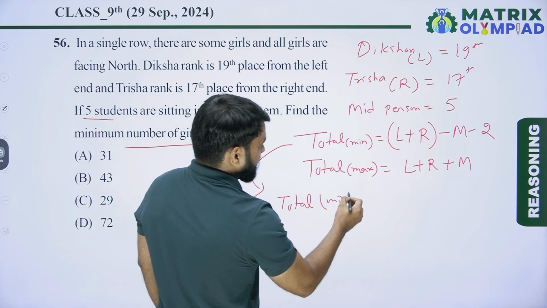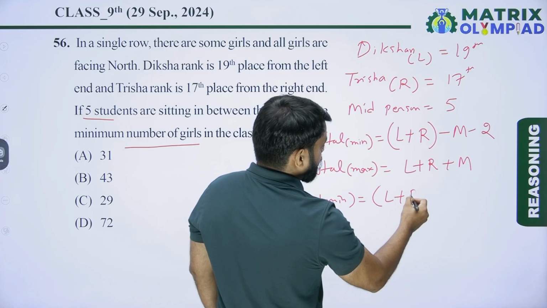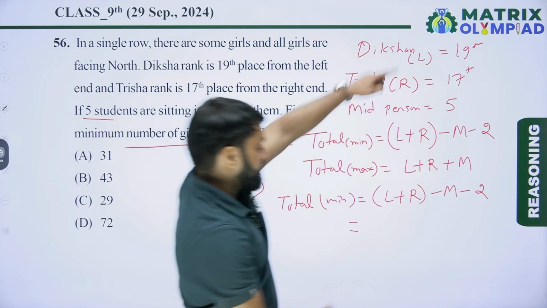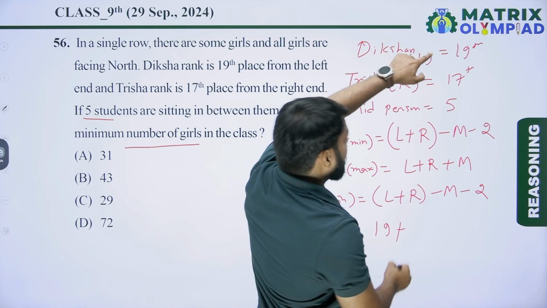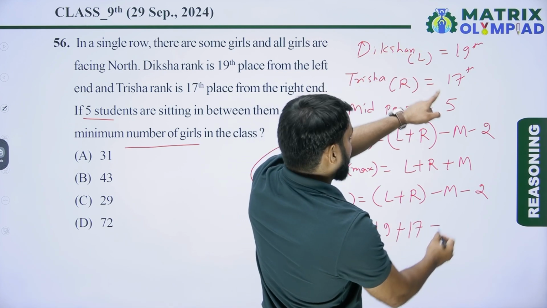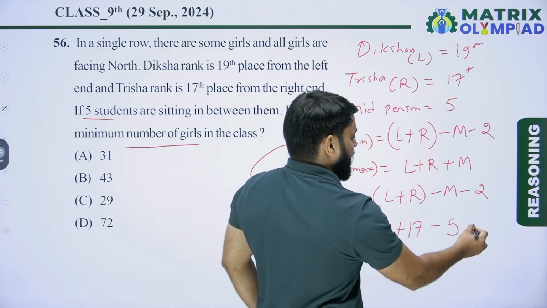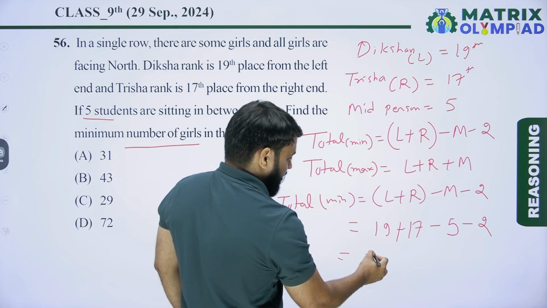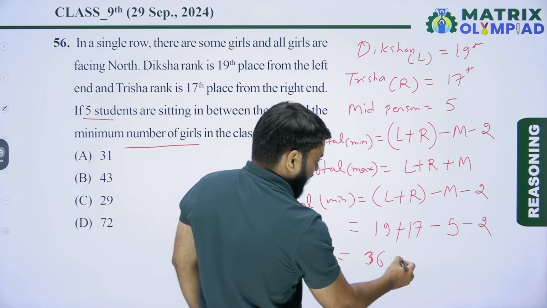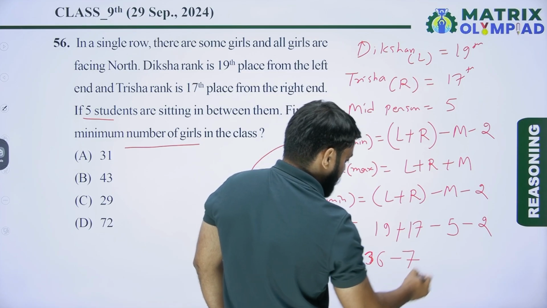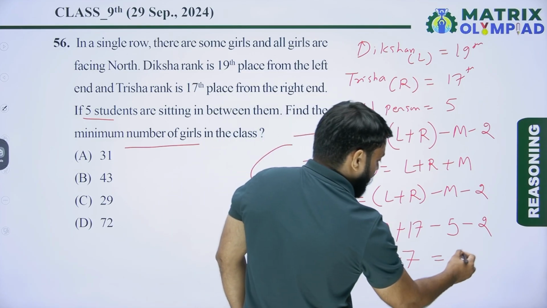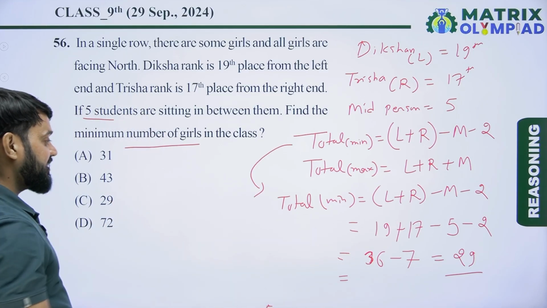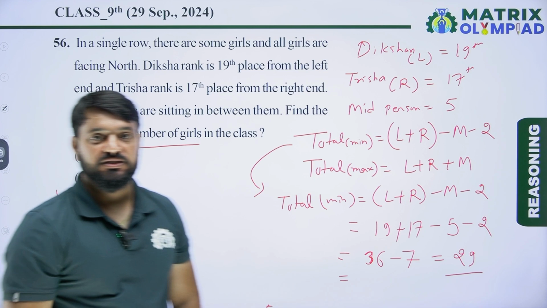Total minimum is equal to left position of first person plus right position of the second person minus number of mid persons minus 2. So 19 plus 17 minus 5 minus 2. 19 plus 17 means 36, minus 5 minus 2 means minus 7. 36 minus 7 means 29. So the minimum number of girls in this class is 29. It means option C is the correct answer of this question.